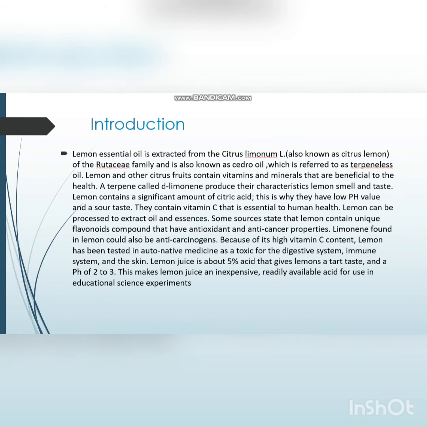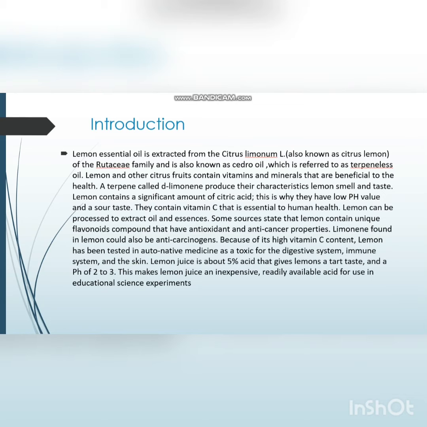Introduction. Lemon essential oil is extracted from Citrus limonum L, also known as Citrus lemon, of the Rutaceae family, and is also known as citro oil, which is referred to as terpeneless oil. Lemon and other citrus fruits contain vitamins and minerals that are beneficial to health. A terpene called limonene produces the characteristic lemon smell and taste.